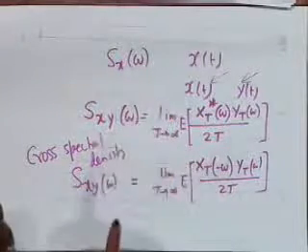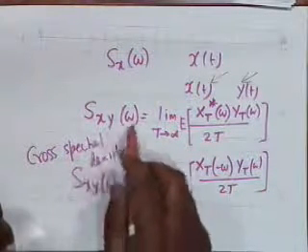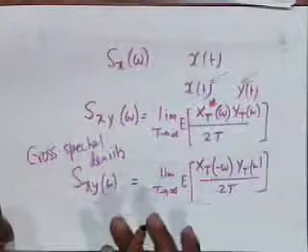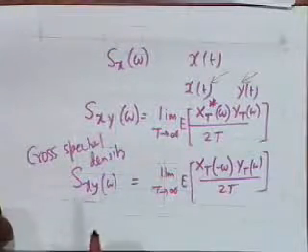That is, x of t as well as y of t, both of them have to be truncated from minus T to plus T. It is not under your control. Otherwise you cannot define a cross spectral density. Ultimately it simply becomes a function of omega. Dependence on capital T disappears, because capital T ultimately goes to infinity.